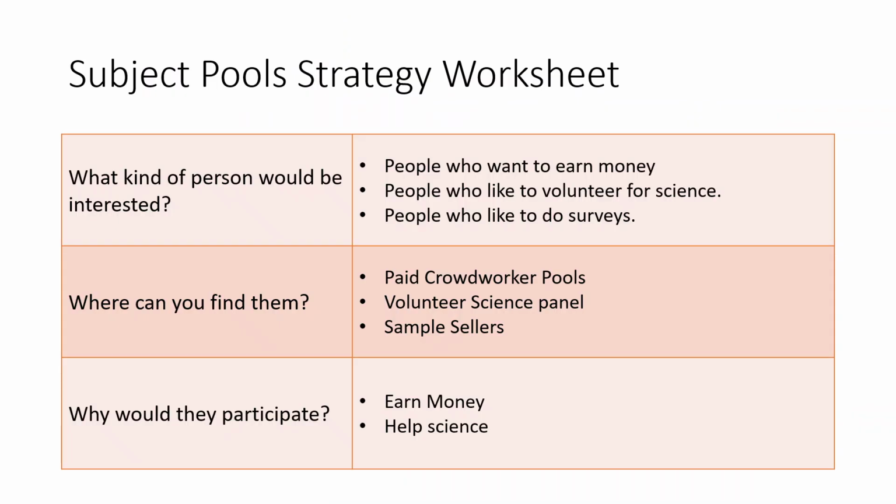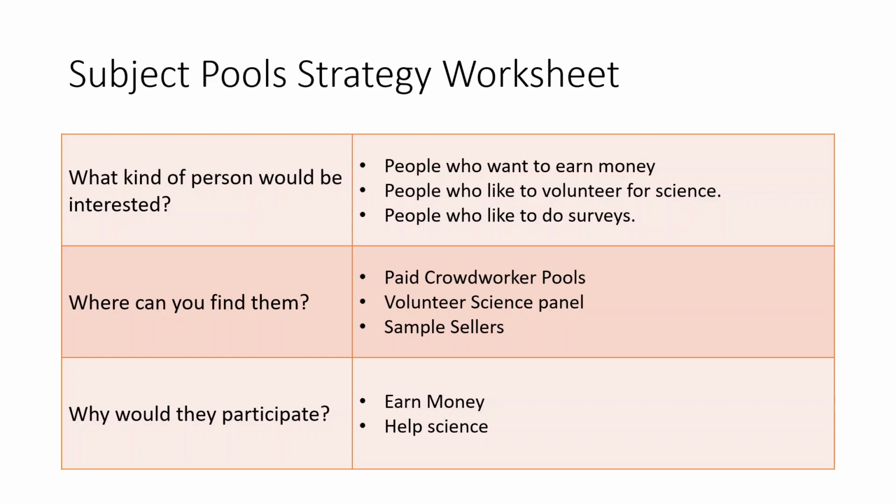All right, so a quick strategy worksheet for these subject pools. This is just trying to figure out which pool you should be using and how you frame your study within that pool. So, what do people want? Do they want to earn money? Are they just doing surveys and getting swag for it, or are they volunteering for science? Again, this is how you pick the pool, but it also impacts why they would participate.